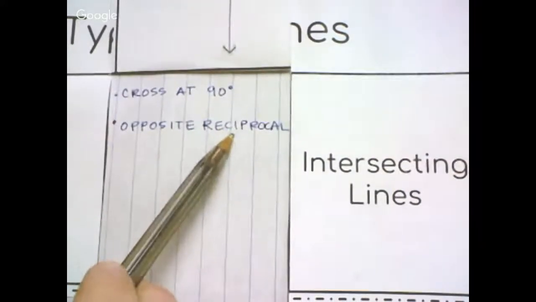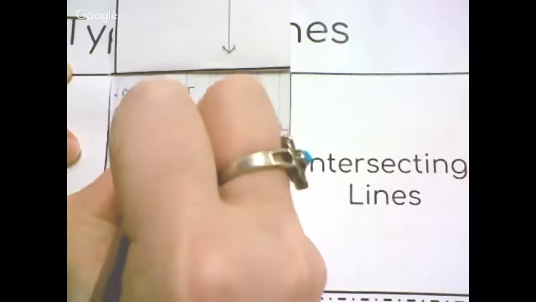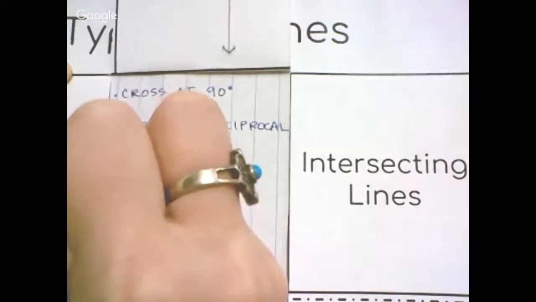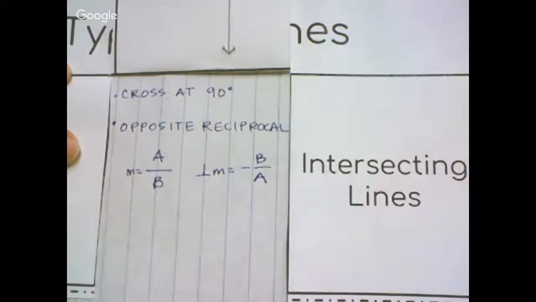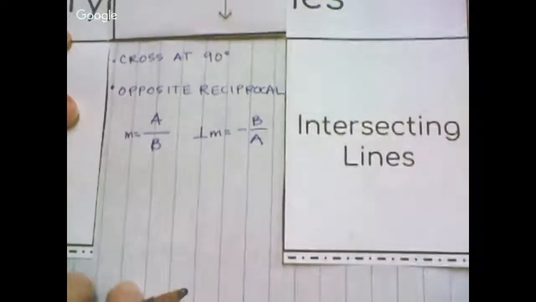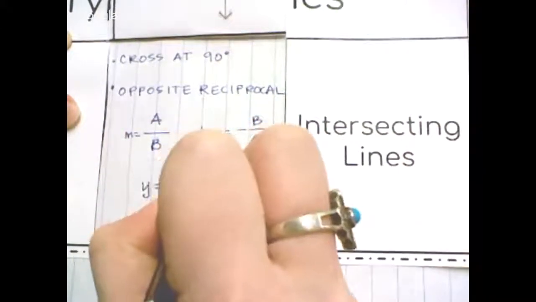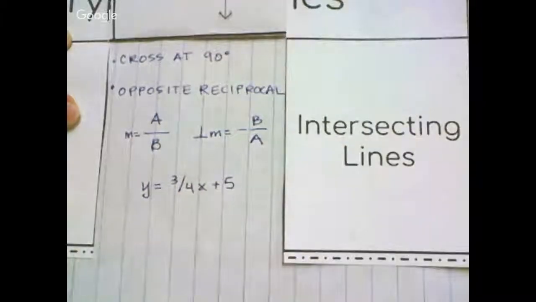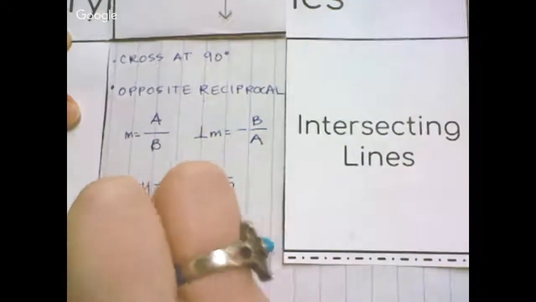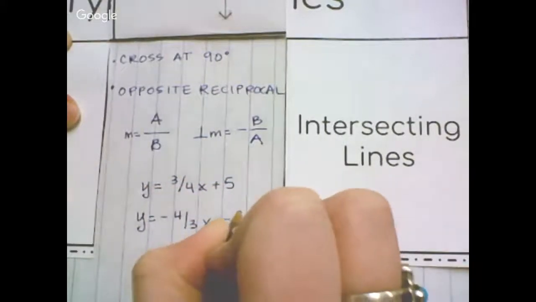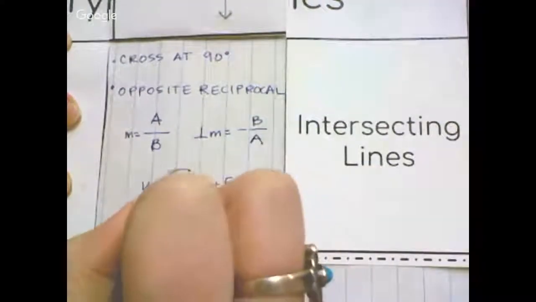Reciprocal means the flipped. So this would be if my first line is A over B. So that's my first slope. My perpendicular slope would be negative B over A. In terms of lines, I may have y equals 3/4 x plus 5. My perpendicular line would be y equals negative 4/3 x minus 7. Again, I'm looking only at the slope.